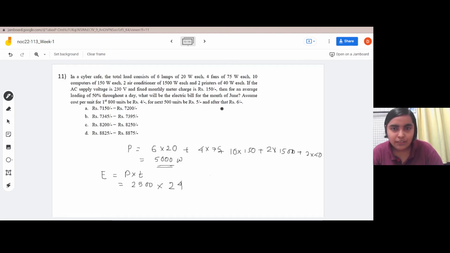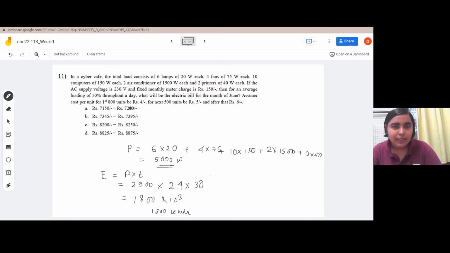What do you have to calculate? 30 days. Right. So it will be 24 into 30. So it comes out to be 1800 into 10 to the power 3, I guess. 1800 kilowatt hour.